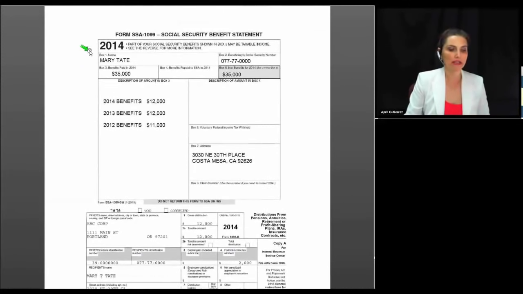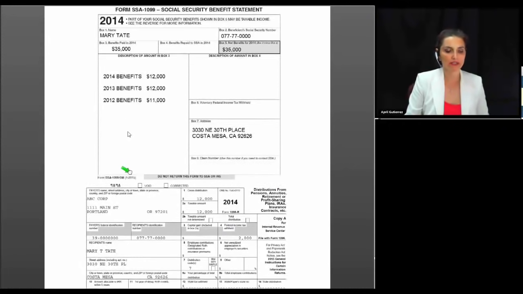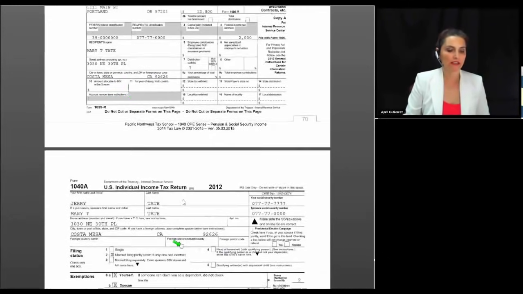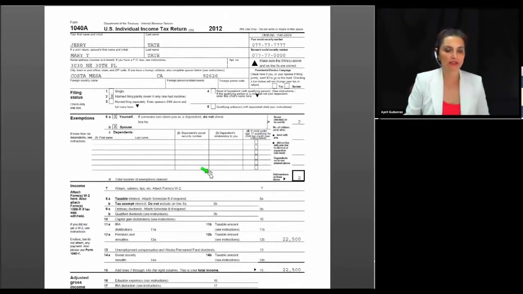Moving over to Mary, on her 2014 Social Security statement, we can see that she's received benefits for earlier years. When we add those up, we get $35,000, but only $12,000 of it is attributable to 2014, and $23,000 of it is attributable to earlier years. She also received a 1099-R showing a gross distribution amount of $12,000. Let's go ahead and take a look at the earlier years.